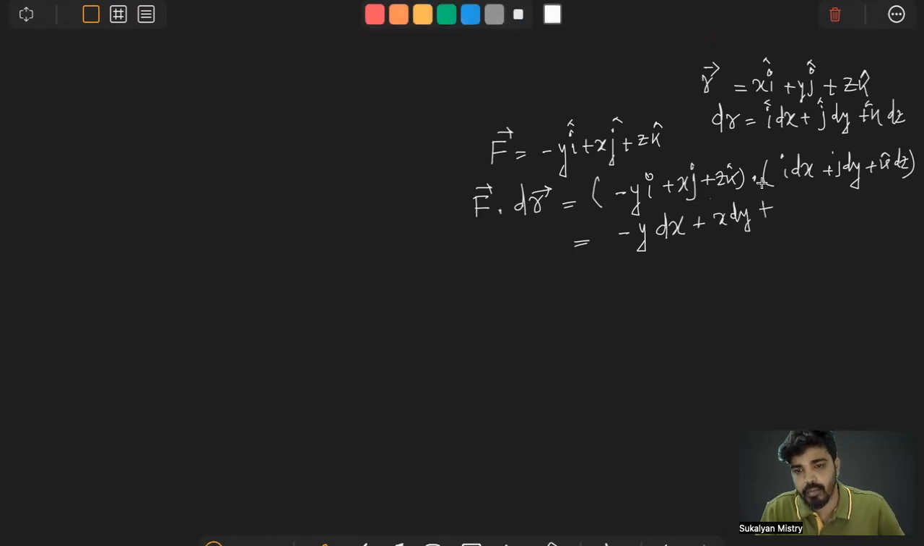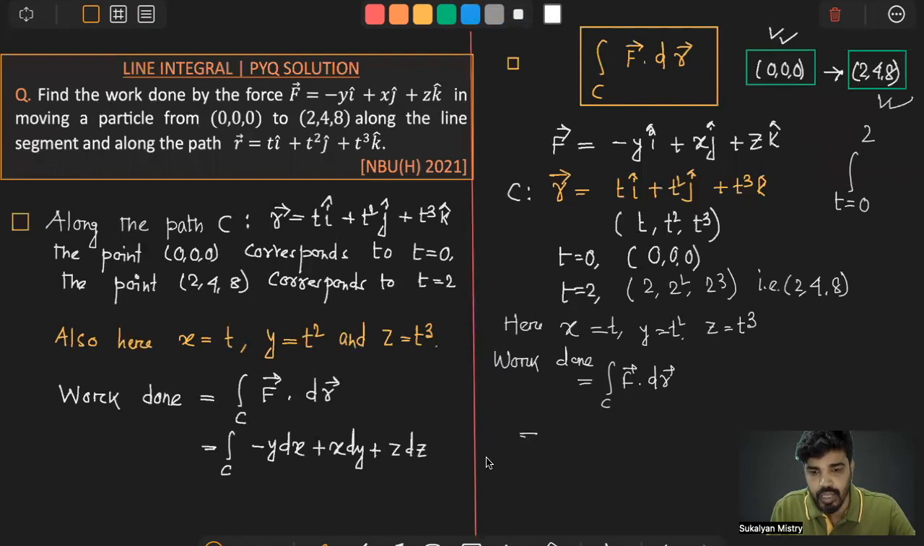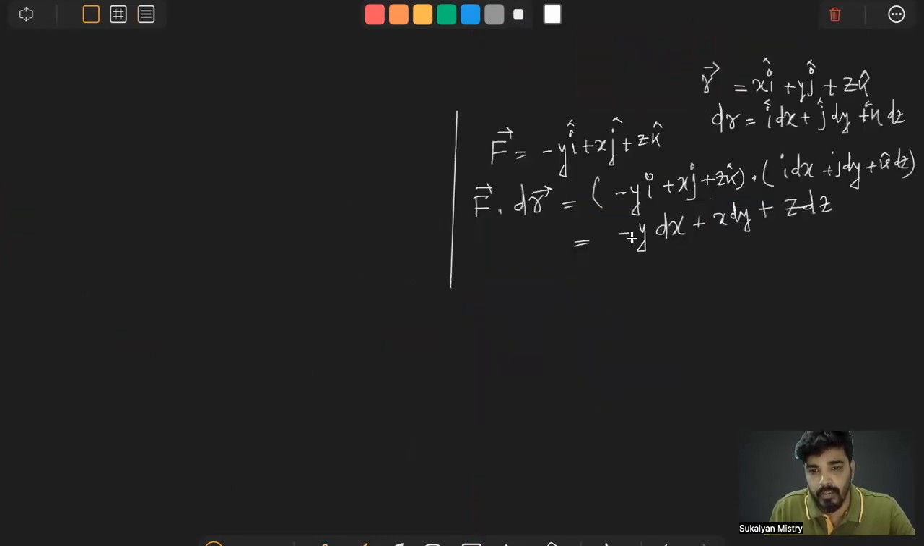Plus x dy plus z dz. So ultimately you get f dot dr is minus y dx plus x dy plus z dz. I think up to this it is clear. So you can write here, integration over C of f dot dr. So what we get? f dot dr is minus y dx plus x dy plus z dz, right? Minus y dx plus x dy plus z dz.